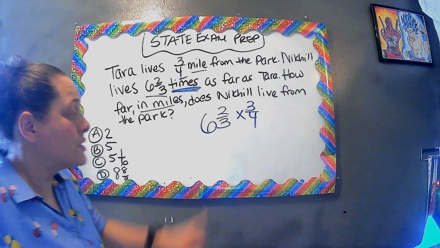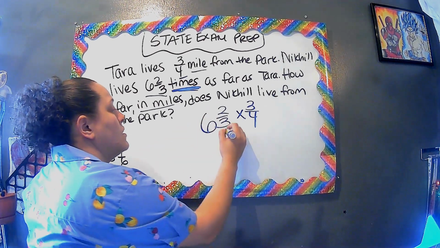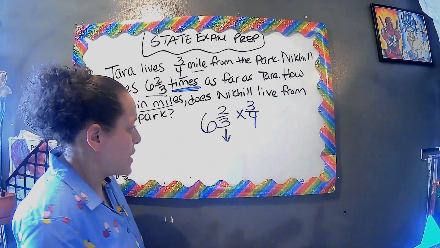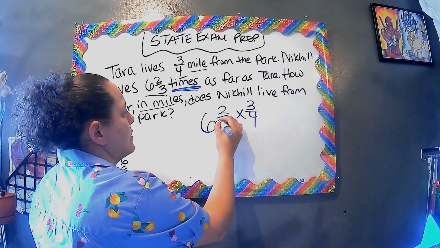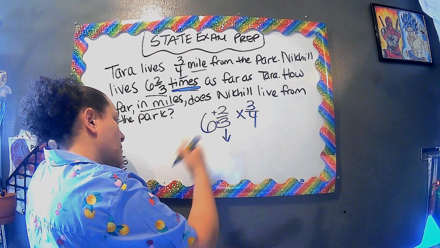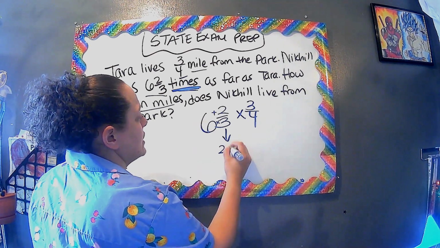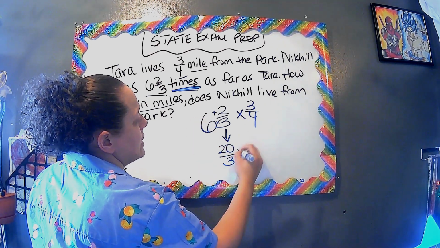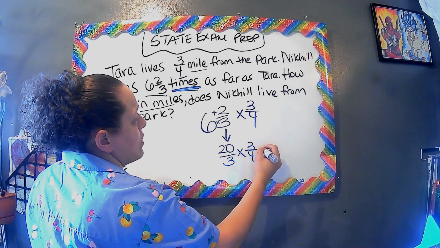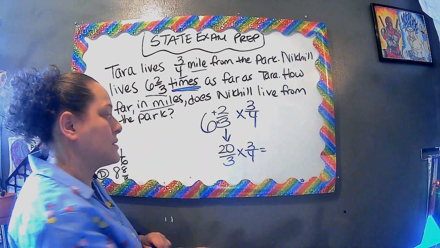Now the way we do this is, remember, we change this to an improper fraction. So we multiply, right? And then we add. So 6 times 3 is 18, plus 2 is 20 over 3 times 3 over 4, right? Because this one stays exactly the same.